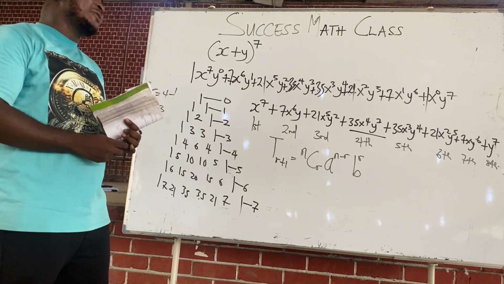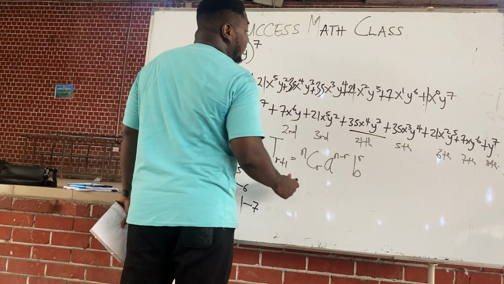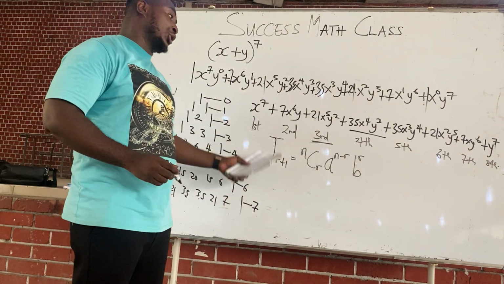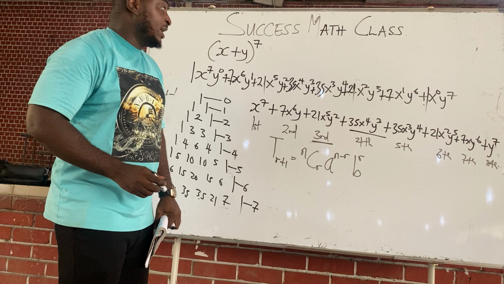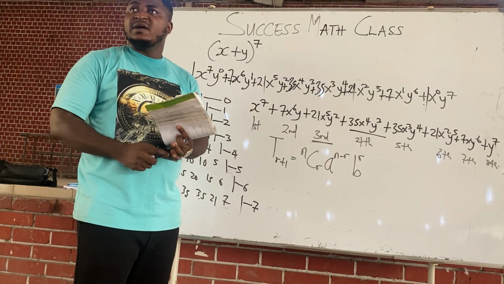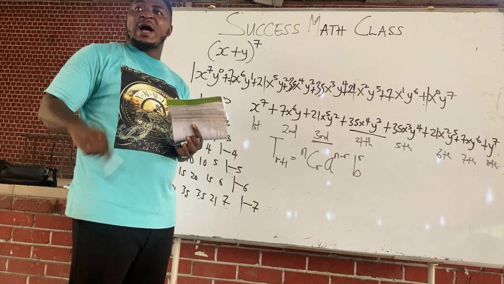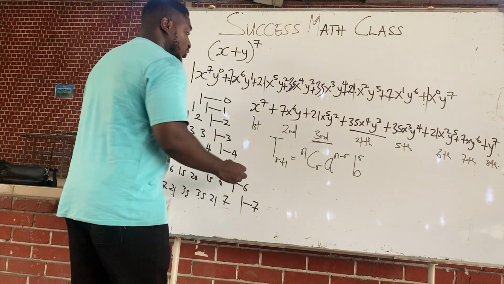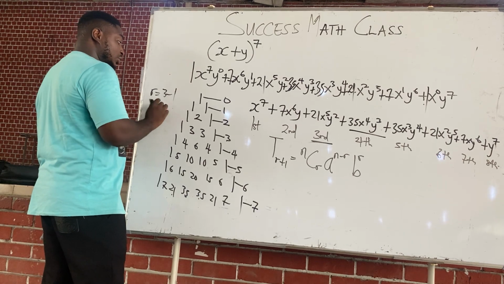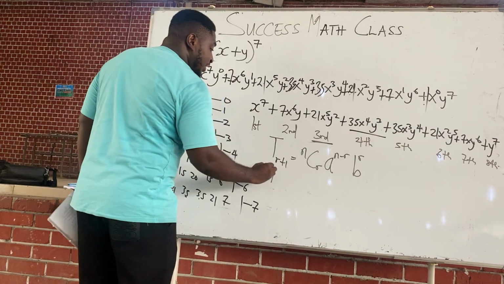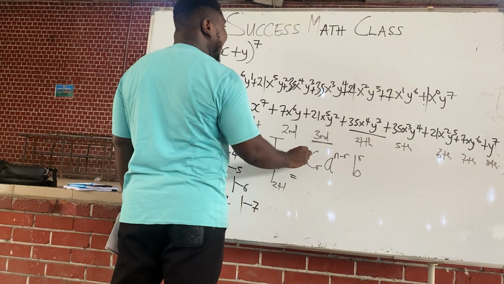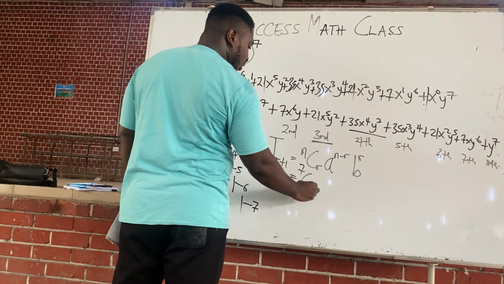Let us say we have to find the third term in the expansion of x plus y raised to power 7. If it's the third term, what will be R? R will be 3 minus 1, that's what? 2. So T(2+1), R is 2, right? Equals to what's N? 7 combination 2.